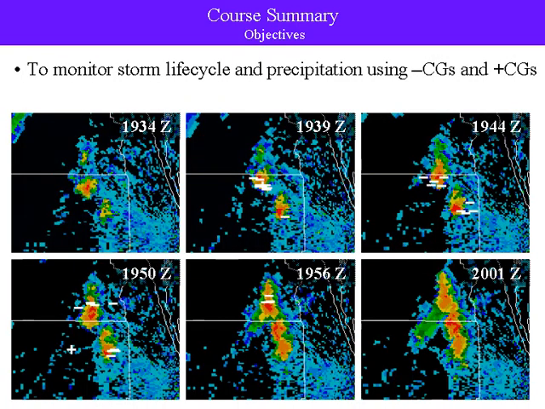We wanted to monitor the storm life cycle and precipitation using negative and positive CGs. This was the radar loop from Melbourne. You can see the storm formed here on the sea breeze. We see some negative CGs associated with the convective cores. With time, the anvil blows off to the southwest, and we see a positive strike which emanates from the anvil. And at the end here, by 2001Z, the lightning activity has ceased altogether, and we can infer that there's a pretty good chance that the storm is probably going to dissipate at this time.